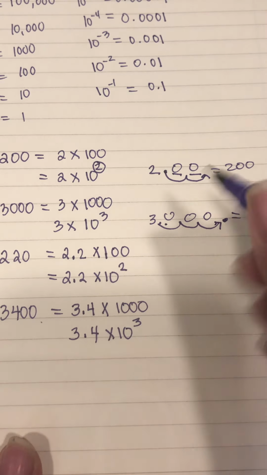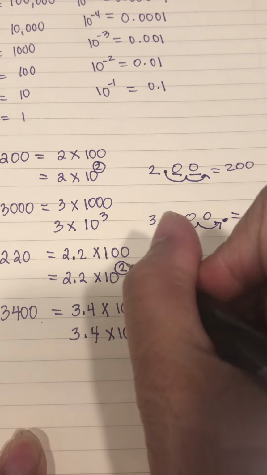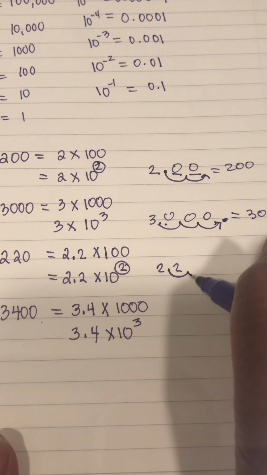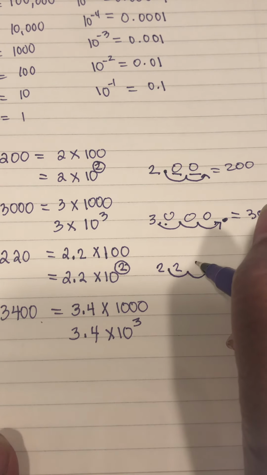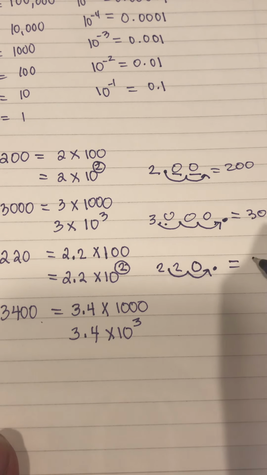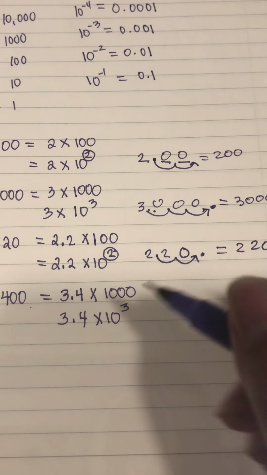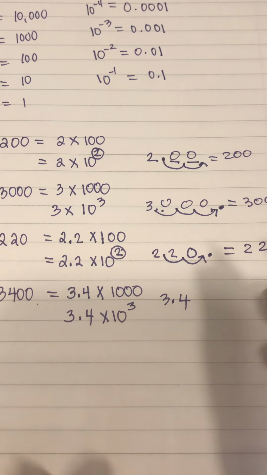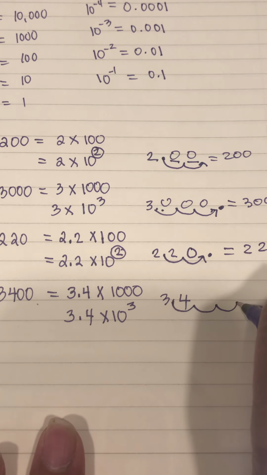Now, my 2.2 times 10 to the power of 2, so I'm going to have 2.2. I move it 2 steps to the right. So 1, 2. It's now there. I fill this in with a 0. So now it's equivalent to 220, just like we have in the beginning. Now, a 3.4 times 10 to the power 3. So I move 3 places to the right. 1, 2, 3.